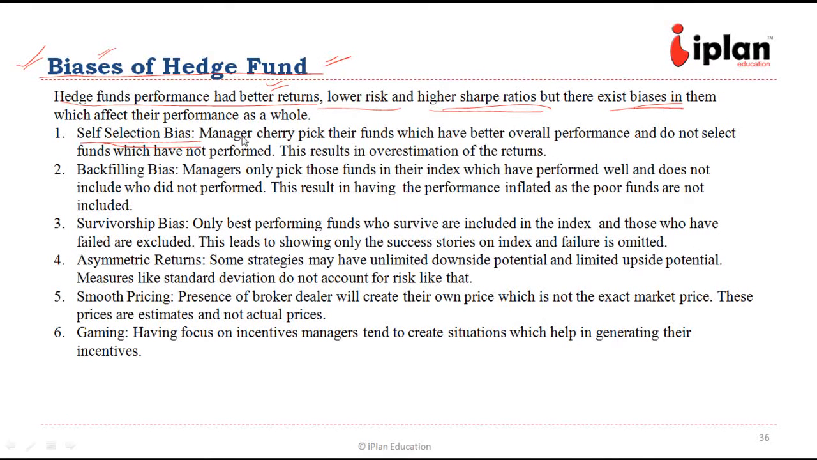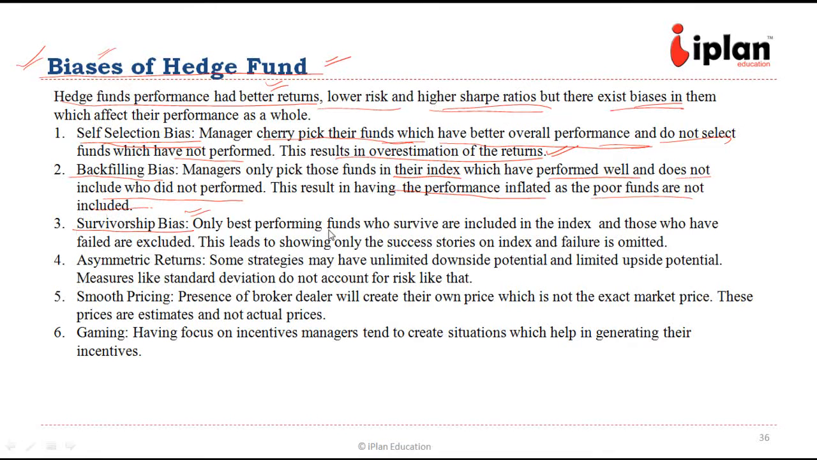Since the managers cherry pick their funds, the funds which have been performing really well are considered for evaluation, and the ones which are not performing well are not selected. So that is resulting in overestimation of the return. Second is backfilling bias. Since the managers only pick those funds in their index which have performed well and do not include the ones which did not perform well, that will also inflate the performance since the poor funds have not been included. The third is survivorship bias.